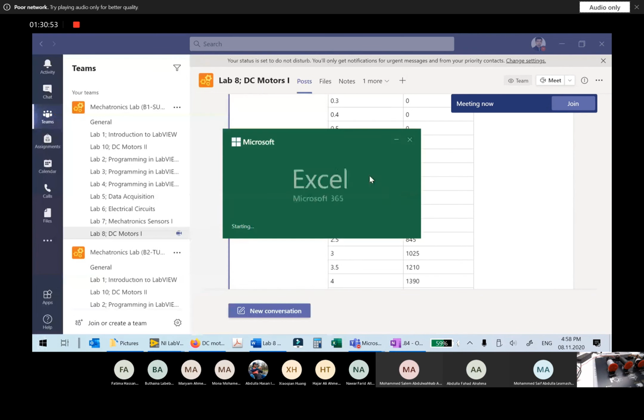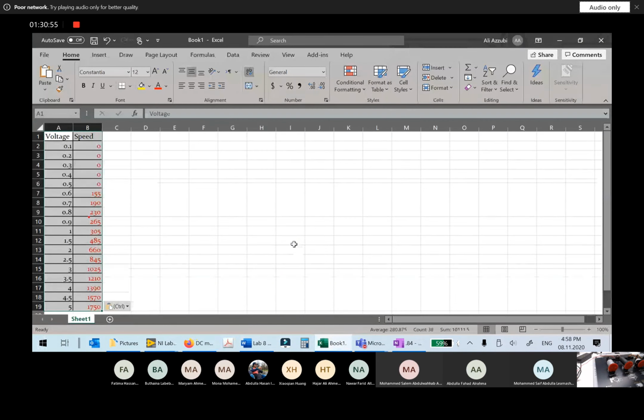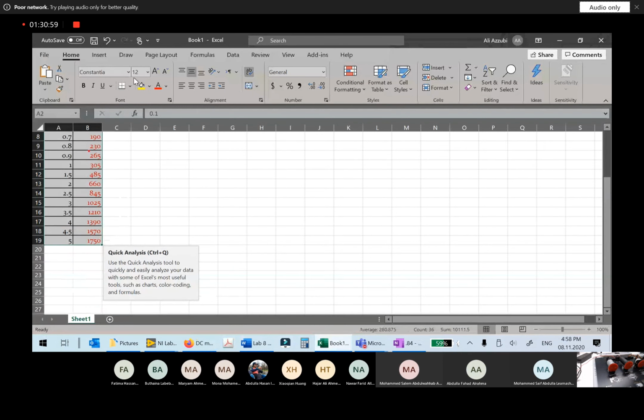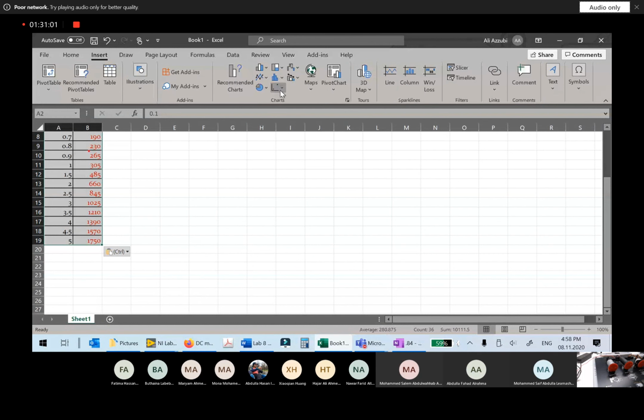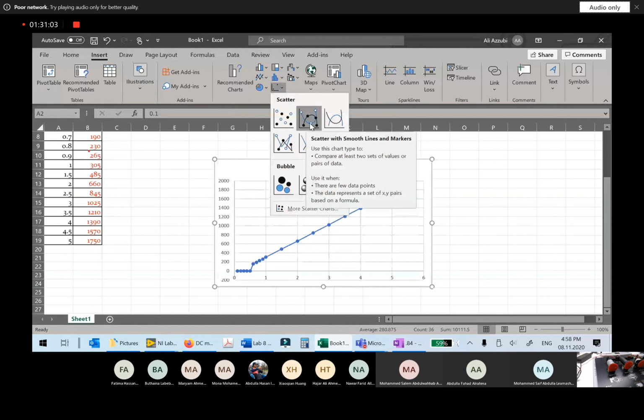Meanwhile, you can copy paste. I'll go to Excel, maybe paste here. I remember from Excel, insert maybe XY scatter. Yeah, this one.